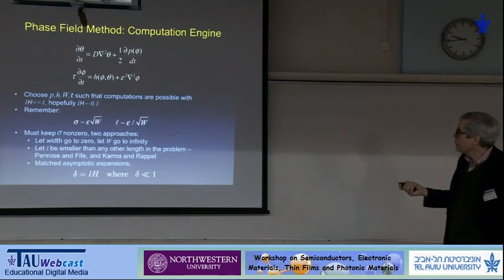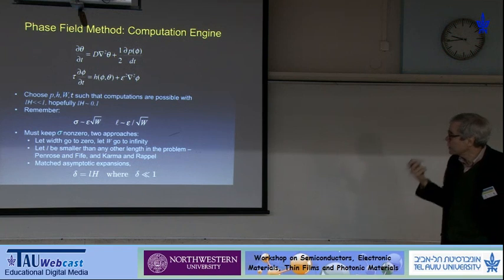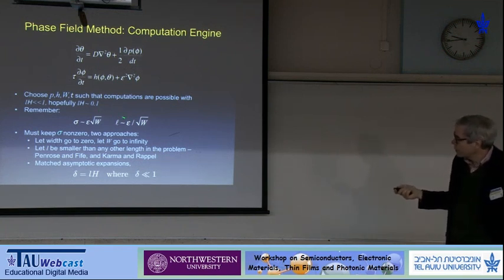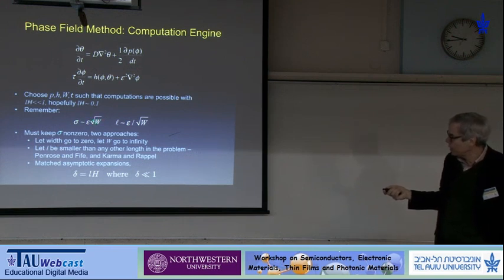And so there are two ways of doing this matched asymptotic expansions. One of them is to say, well, I want to let this interface thickness be very small. And you can do that by letting epsilon go to 0. And if you let epsilon go to 0, if you want this to be finite, you'll let w go to infinity at the same time.